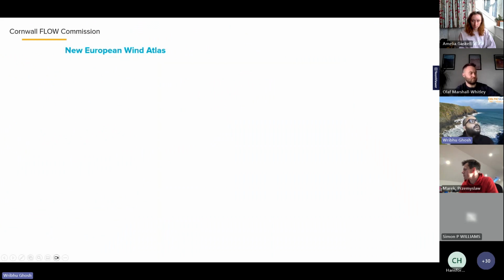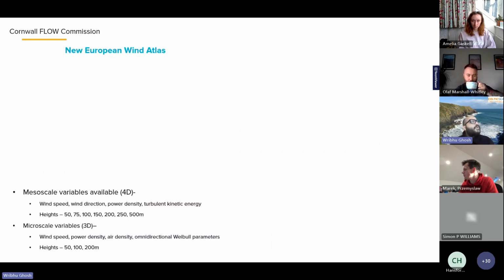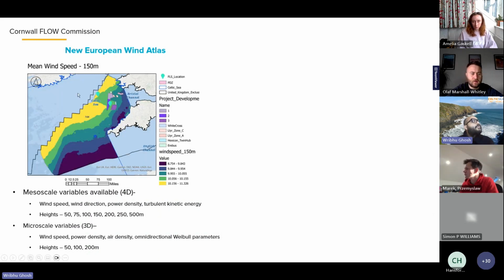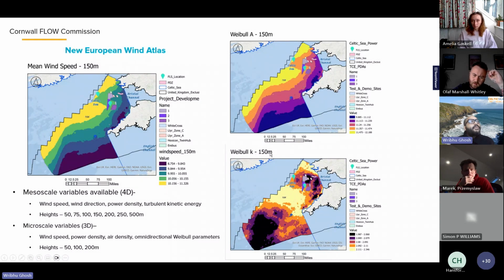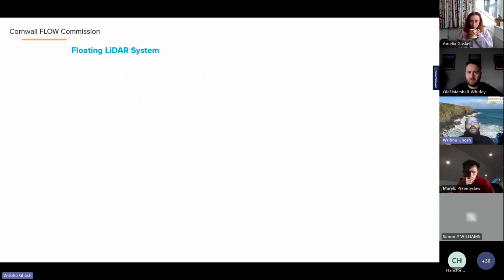Another one we considered was the NEWA dataset, the New European Wind Atlas. This also gives you time series data for multiple heights, wind speed, wind direction, and similar three-dimensional microscale variables, wind speed, power density. This is where we plotted the mean wind speed for 150 meters, and I've also overlaid the Crown Estate PDAs, our LiDAR locations, and the test and demo sites. This is just a plot of the Weibull parameters, which they provide.